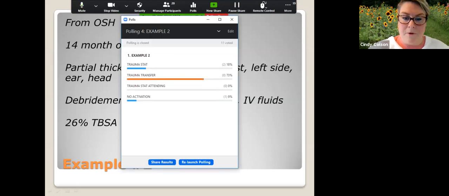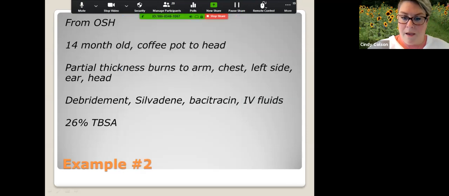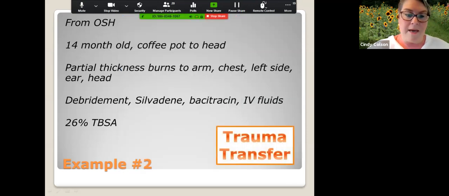Okay, I'm going to close the poll and share the results. So our highest number of people said that this is a trauma transfer. And that is correct. So any burn 25% and greater is a trauma transfer. And again, it was from an outside facility. If this was from the field, it would be a trauma stat. It's from an outside facility, so it's a trauma transfer. And again, a trauma stat attending for burns would be 40%.